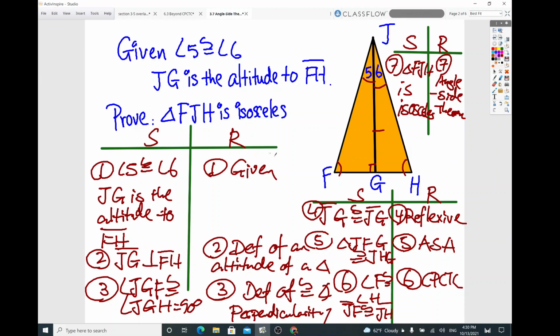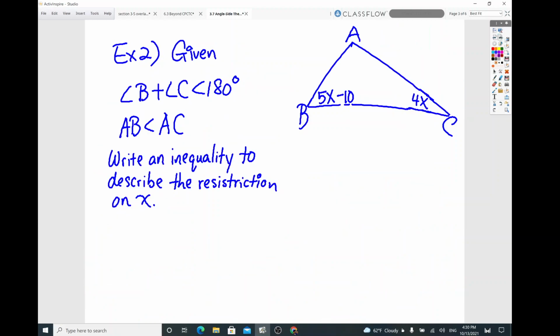Because if the base angles are congruent, that means the corresponding sides have to be congruent. So by the definition of an isosceles triangle, this one just formed an isosceles triangle. Okay, so now let's see what else we have.